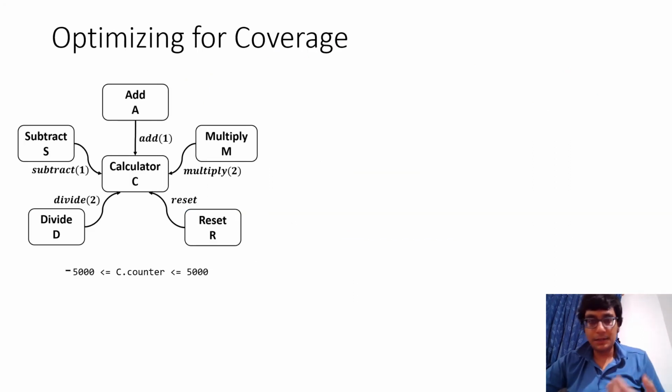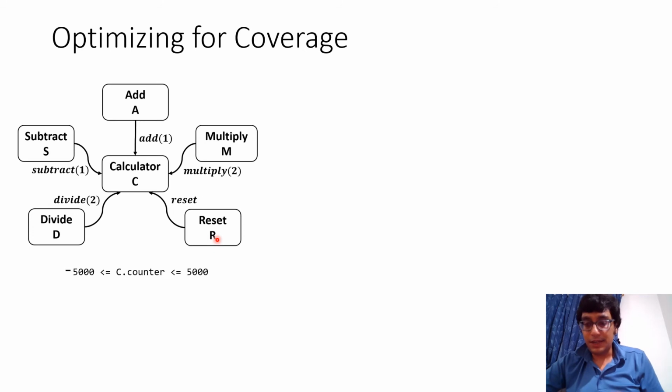I'd like to highlight the point on coverage optimization using this simple calculator example. This is a message passing program. You have a calculator which is internally maintaining a counter, and it's receiving messages from different actors. So when it receives, for example, an add message from A, it will add 1 to the counter. If it receives a multiply message from M, it multiplies the counter by 2.